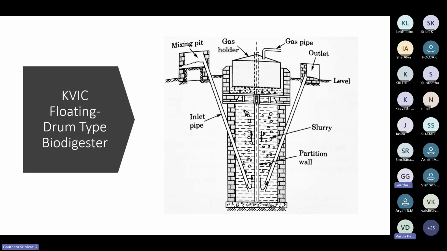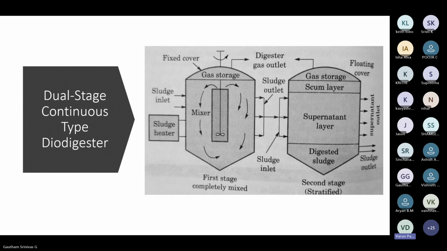So the scum layer and the supernatant layer are not to be present, so they are to be removed. The supernatant layer is still okay, but it just indicates that it's not properly mixed. And what happens? You may lose some organic matter in the supernatant layer. The scum layer is more like waste.